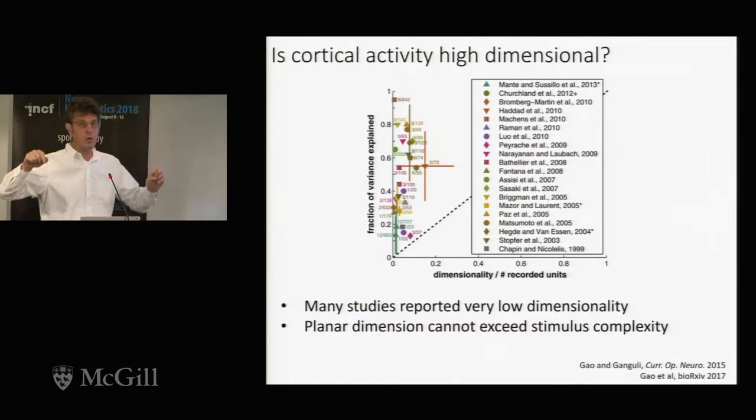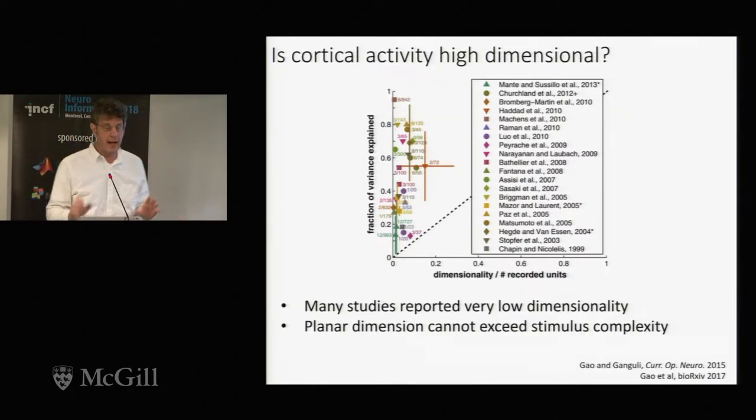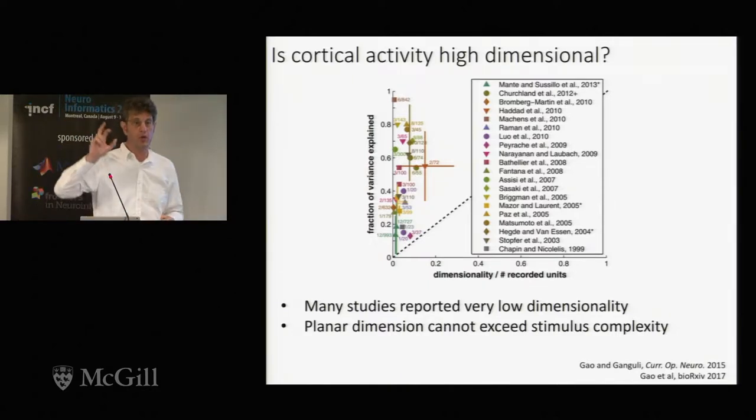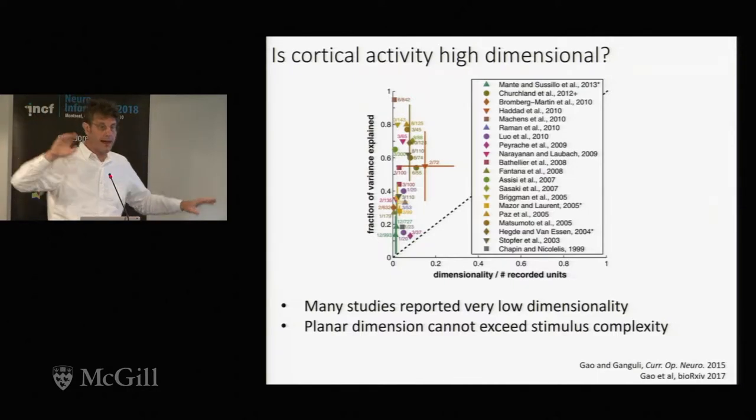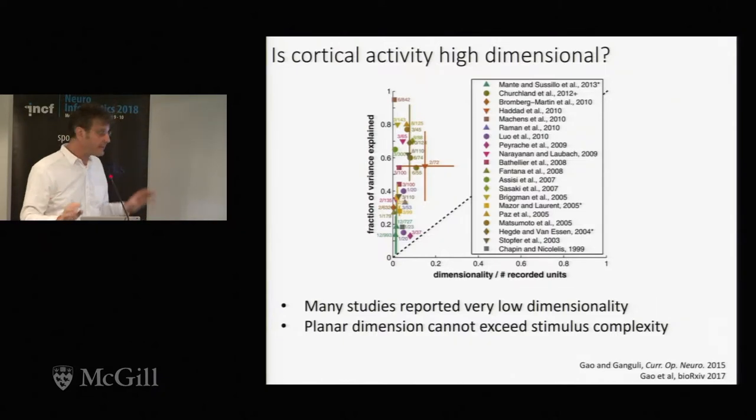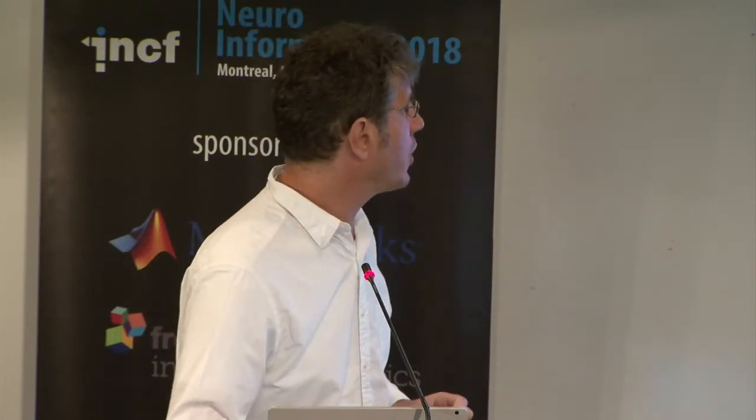If you have a small number of stimuli or an experiment of limited complexity, you have to get a low dimensional answer. For example, if you only show three stimuli, then the responses to those three stimuli have to lie on a two-dimensional plane. Endpoints always lie on an n minus one dimensional plane. So these experiments don't really tell us whether the neural code can be high dimensional when you have a high dimensional input. So our strategy was a two-pronged strategy.